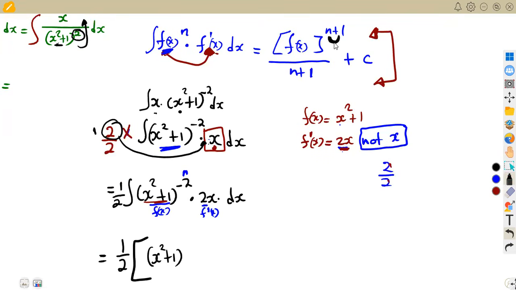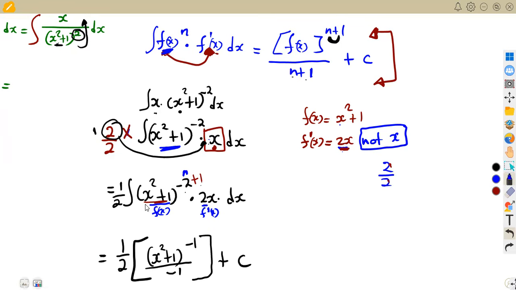Take note, n plus 1. So meaning to say we are going to add 1 to our n, which is minus 2. That gives us negative 1 over n plus 1, which is minus 2 plus 1, which is minus 1. That is how you integrate this whole part. You add the constant of integration.